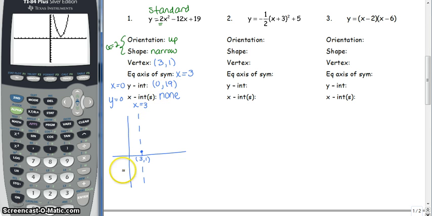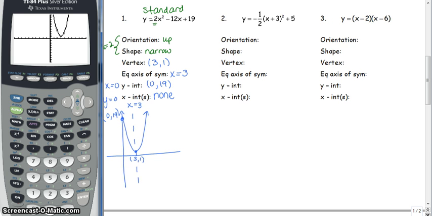And our y-intercept is at 0, 19. So we're going to make that point right there, 0, 19. So we've changed our scale, and since we're sketching it, we don't have to worry about labeling our numbers. And we know that it's going to be opening up, and we don't have any x-intercepts. So that would be the sketch of our graph. And that's all for number 1.